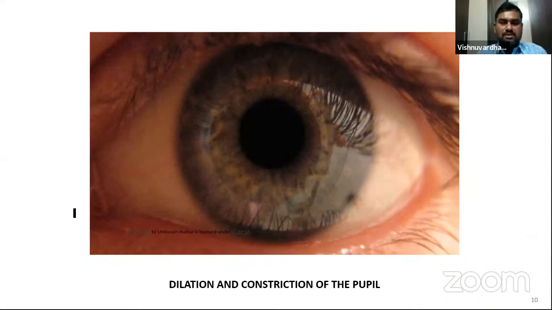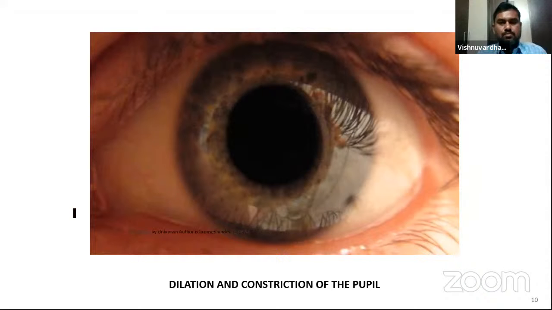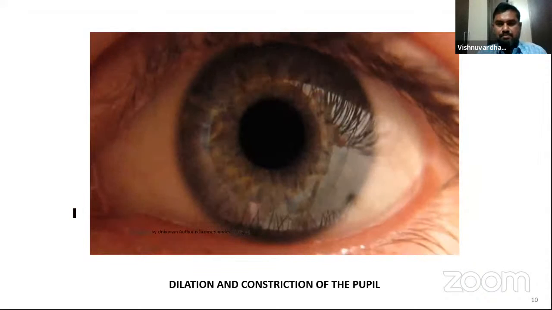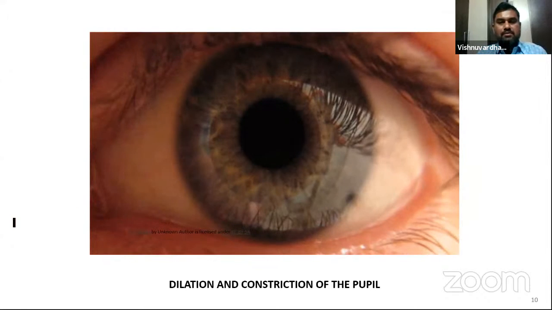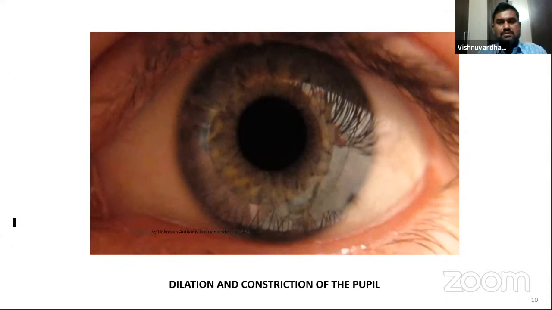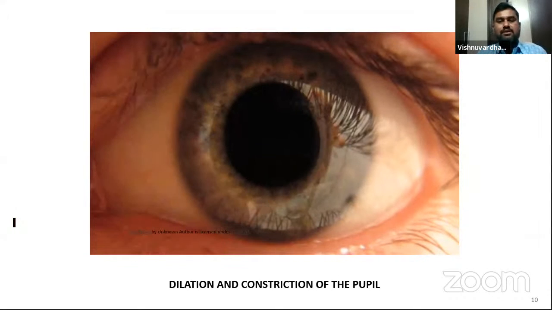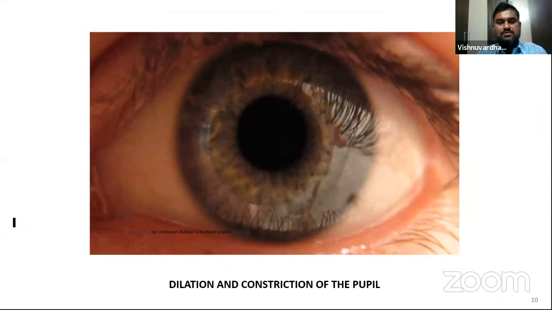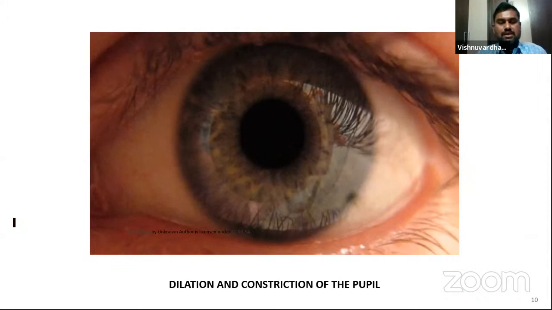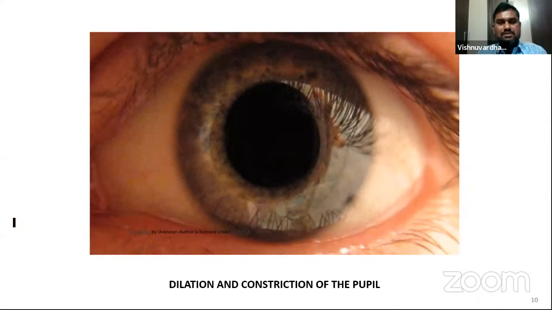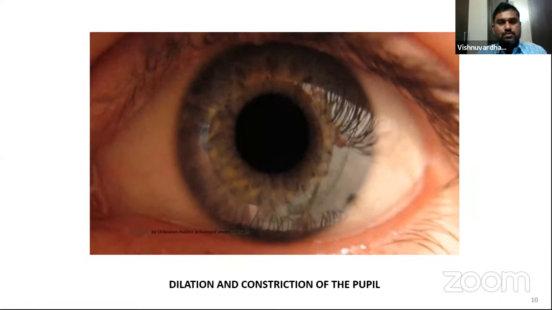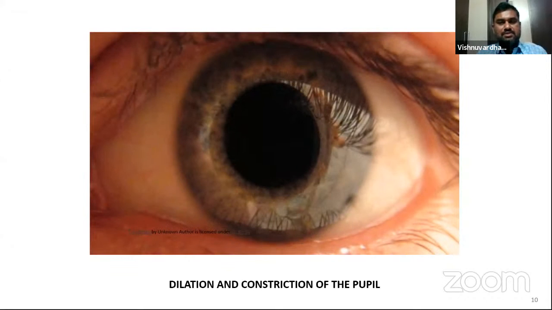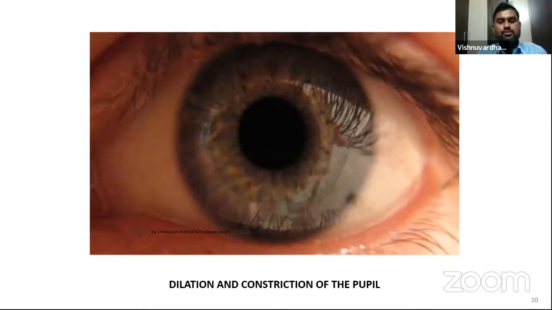Here you can see the dilation and constriction of the pupil. When you are in danger, to improve visibility, the sympathetic division dilates the pupil. Okay. When the danger goes and the body returns to a rest state, the parasympathetic division constricts the pupil. These work in opposite ways. You can observe that the sympathetic division dilates the pupil, whereas the parasympathetic division constricts the pupil.